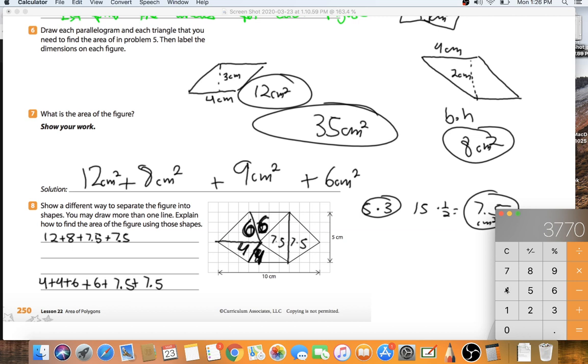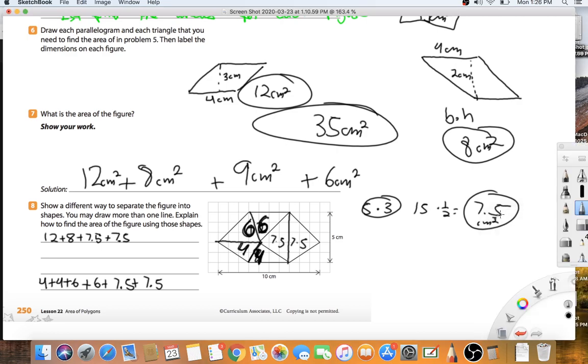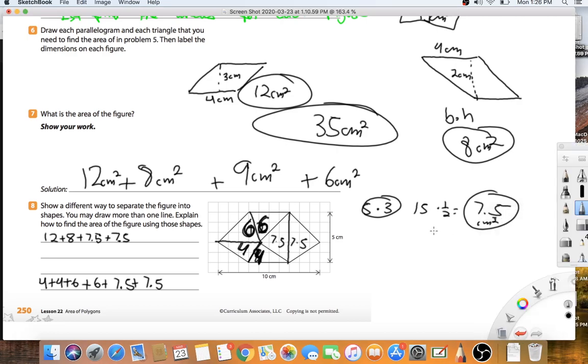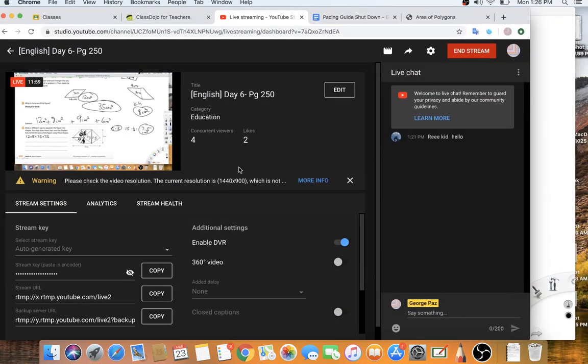Let's just check. So 4 plus 4 plus 6 plus 6 plus 7.5 plus 7.5 gives me 35. Yep. Well, that's it for page 250 on day 6.